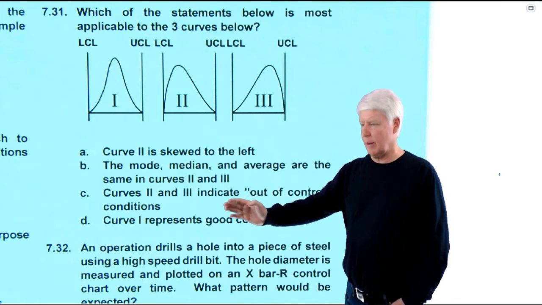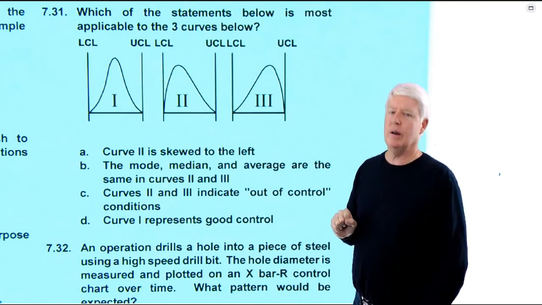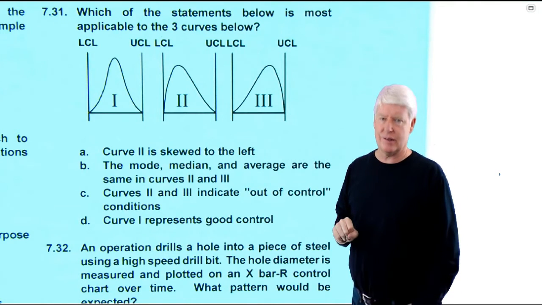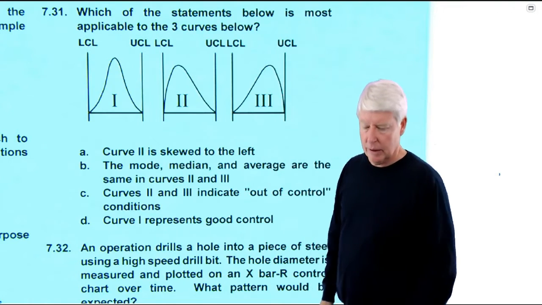But I'm not going to throw that one away. Curve 1 represents good control, yes. The poster child of in-control processes is the normal distribution. So D is the correct answer. 731, D, yes it is.